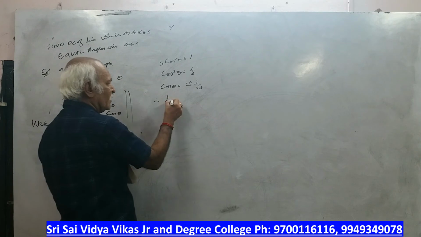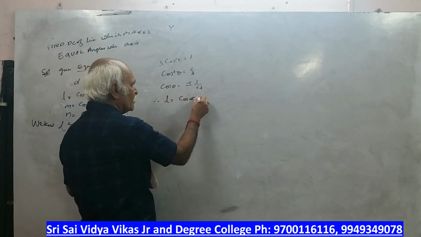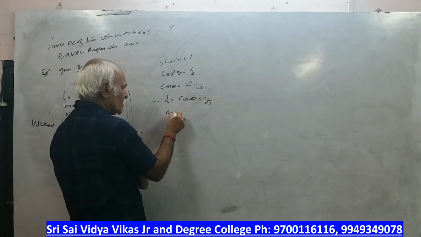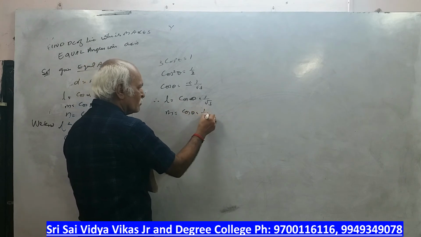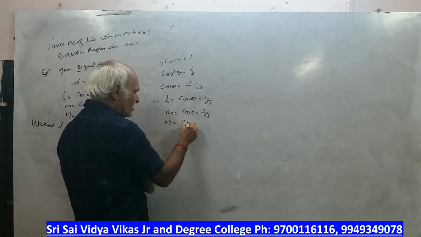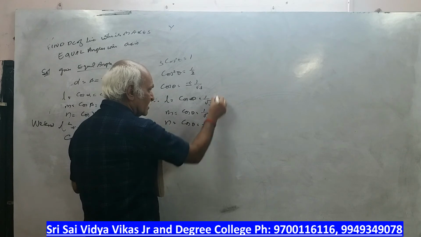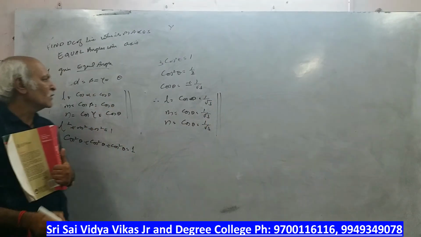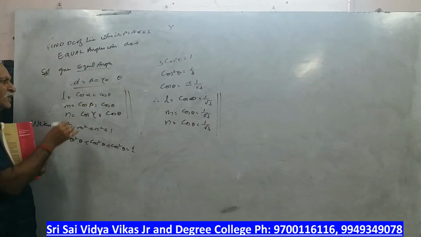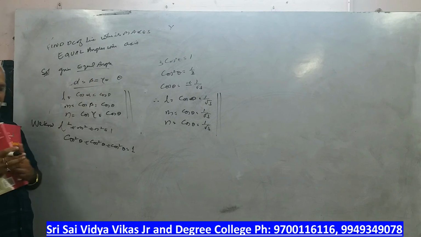Therefore L is equal to cos alpha, cos theta, which is 1 by root 3. M is also cos theta, which is 1 by root 3. N is equal to cos theta, which is also 1 by root 3. So all the three values are equal. So here alpha, beta, gamma is theta. So substitute the values.